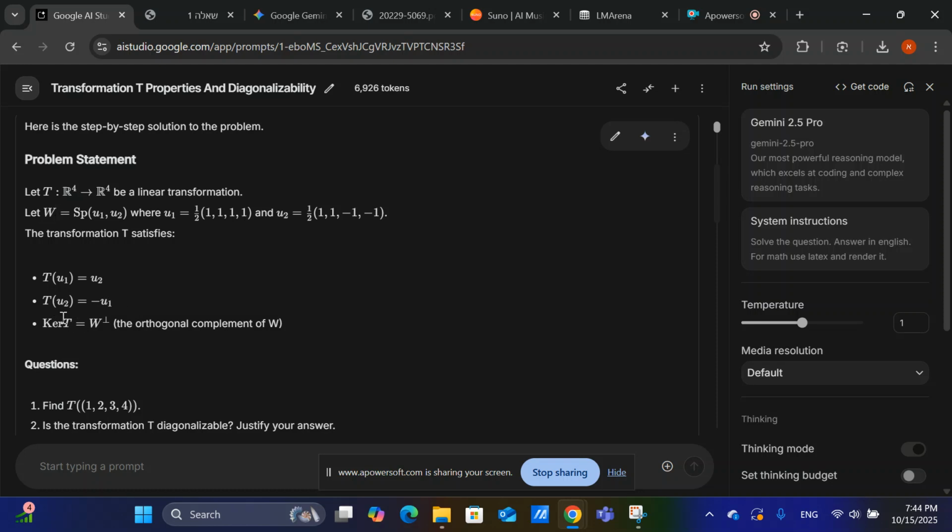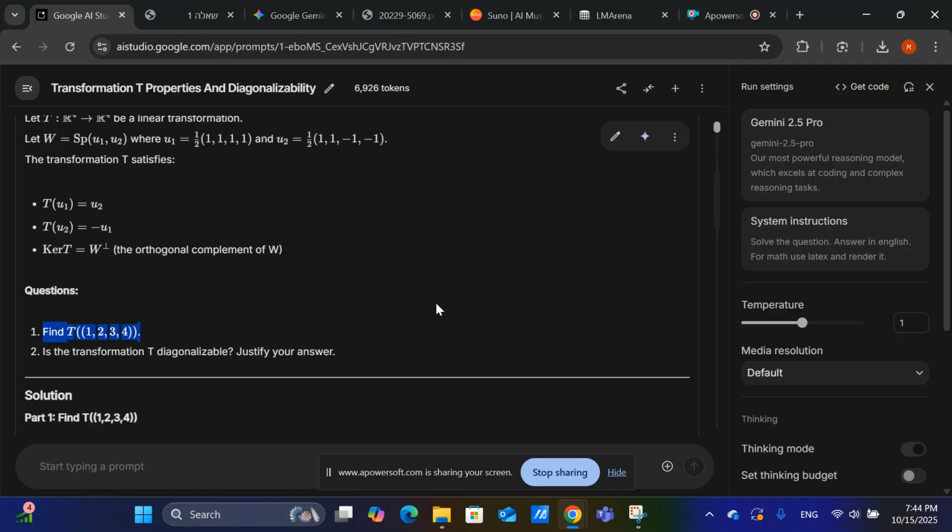The kernel of the transformation is the orthogonal complement of the space that is spanned by the two vectors U1 and U2, W. We are calling it W complement, the orthogonal complement of W. All I want to do is just the first question. I want to find the transformation applied on the vector 1, 2, 3, and 4.